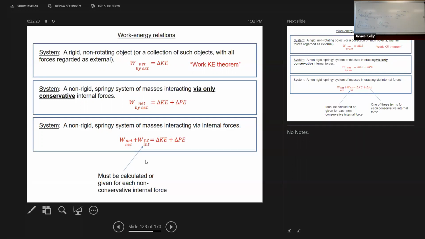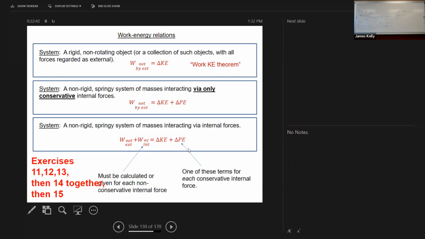Okay, and the problem with these non-conservative forces that appear on this side is we have to be able to calculate the work directly there. And sometimes the amount of work that's done will be given in a problem. And for each conservative internal force, we have to know the associated potential energy function. We've only got three examples of those.